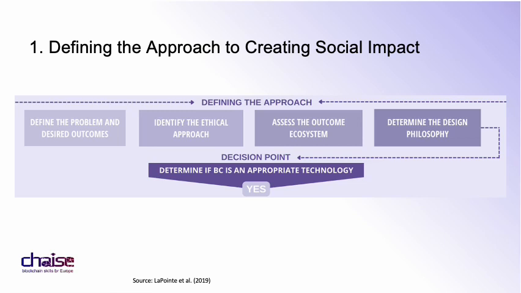Step 5. Determine if blockchain is an appropriate technology. Blockchain is not always the best option for achieving a desired social or environmental outcome, so the fifth step of the framework is to decide whether blockchain is a viable technology option. Once a desired outcome and an ethical approach has been determined, an ecosystem assessment has been conducted, and a design philosophy has been defined, a decision maker must determine whether blockchain is a viable and appropriate technology option.